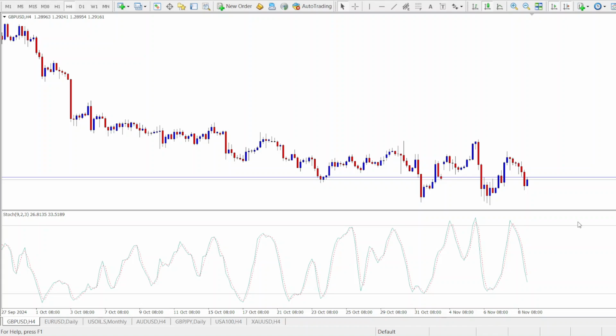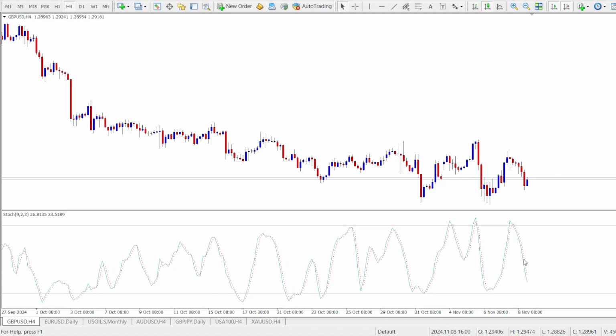Now that you have the right settings, let's talk about how to actually use the stochastic indicator in your day trading strategy. The first thing to remember is that the stochastic is a momentum indicator, not a trend indicator. This means it is great for spotting overbought and oversold conditions, but it doesn't tell you whether the market is in a strong uptrend or downtrend. So you need to combine it with other indicators or tools for confirmation.